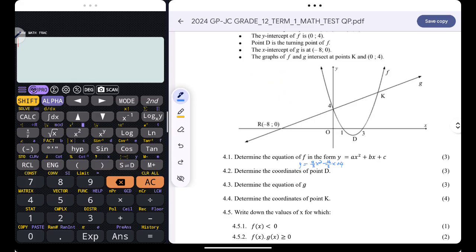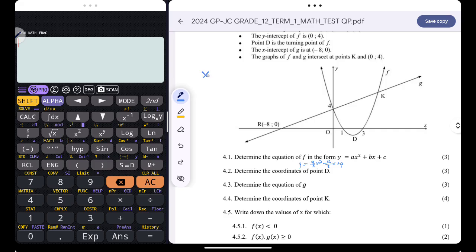Okay, I'm asked to determine the coordinates of D. D is the turning point of the graph of f, right? I can simply find the x value at the turning point, and then substitute the x value to find the corresponding y value. How can I find the x value of the turning point?